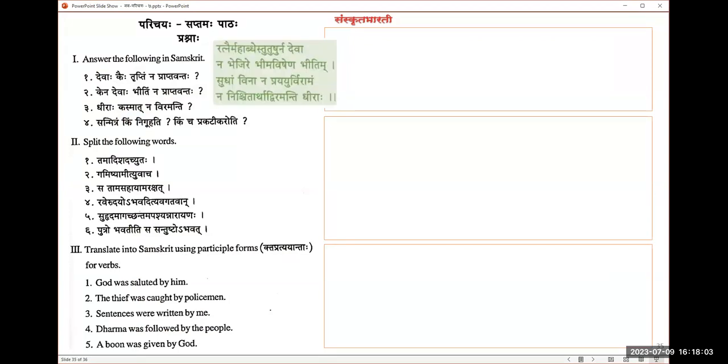Well done. So Mahadeva correctly remembered the verse. Ratnair mahabdair tutushurna devaha na bejire bhima vishena bhitim sudham vina na prayayur viramam na nishchitartad viramanti dhiraha. So from that we know mahabdaihi ratnaihi na triptim na praptavantaha.